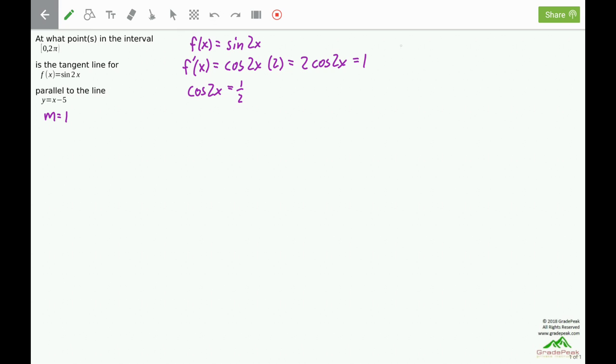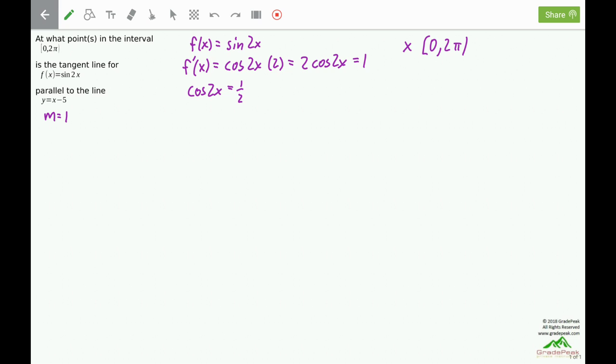It's a 2x. We want our final answer, x, to be in the interval of including 0, not including 2 pi. That's because 2 pi and 0 are the same location on the unit circle, so you always include the one and not the other. That's the interval for x.